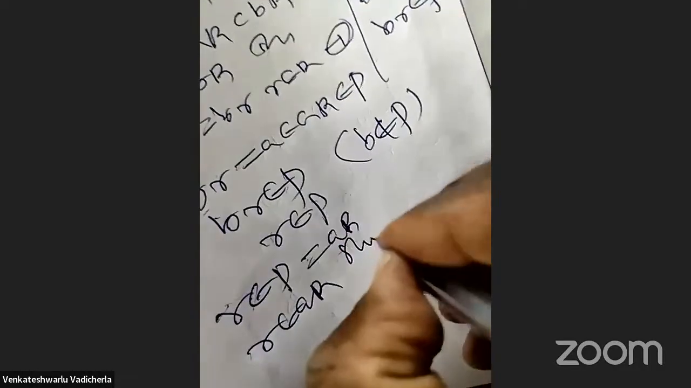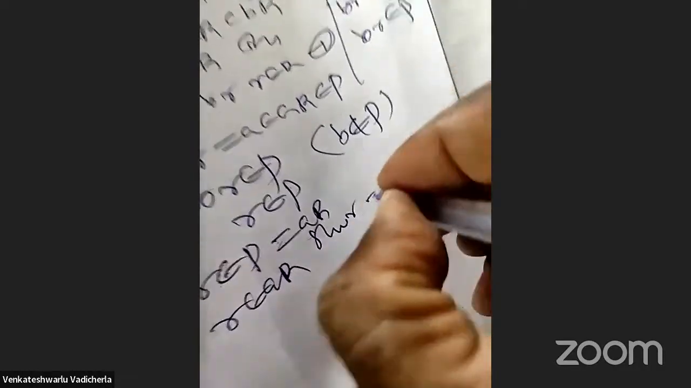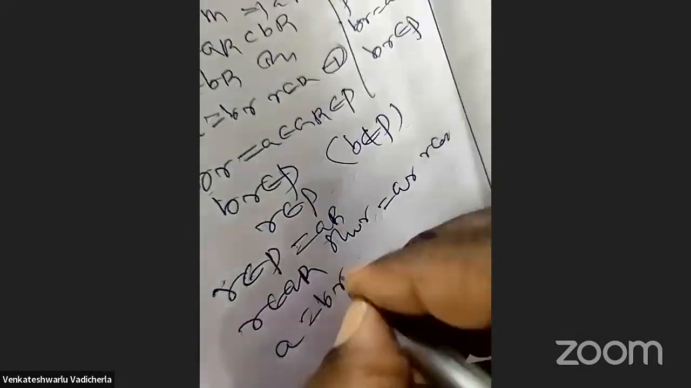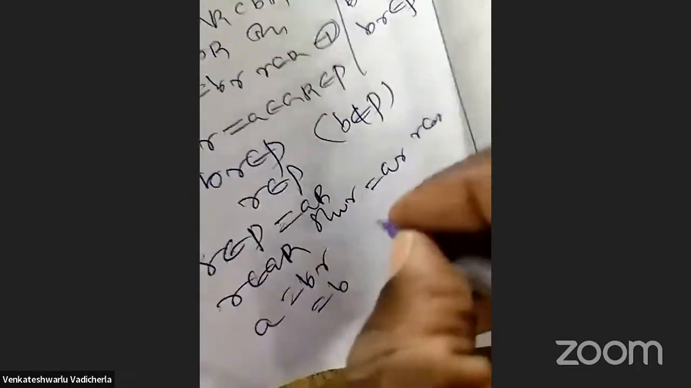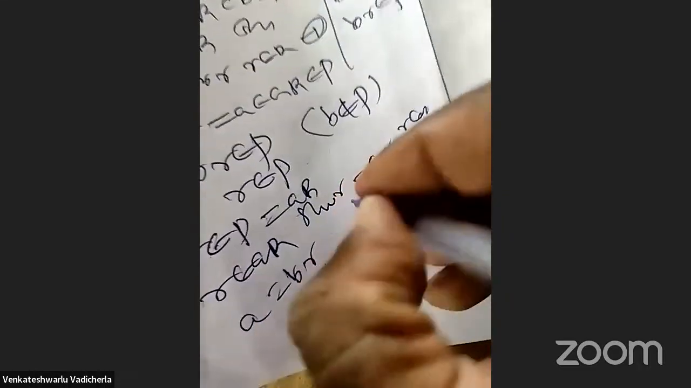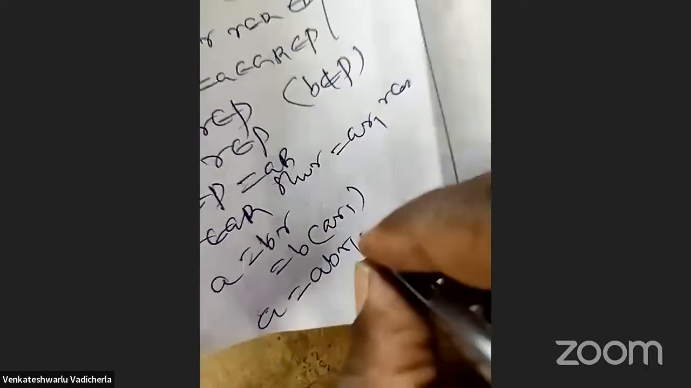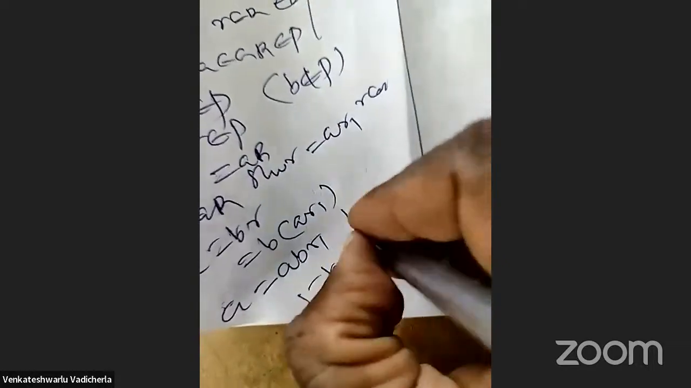Then small r is equal to A times small r, where small r belongs to capital R. So A is equal to BR. So A is equal to B into AR1, so B into AR1. A is equal to AB of R1, so A cancels. 1 is equal to BR1. So by the left cancellation law, 1 is equal to BR1.